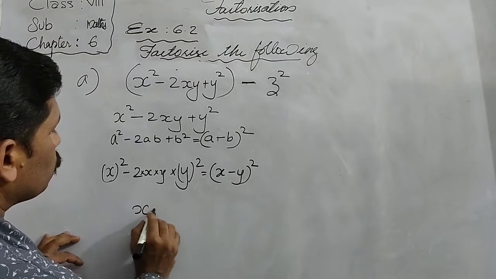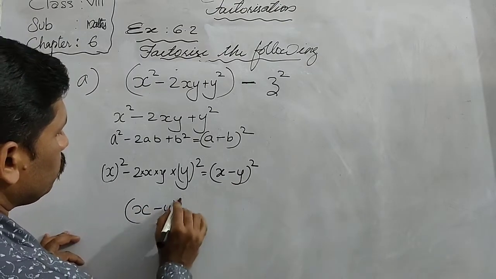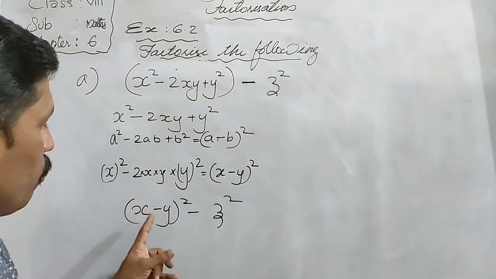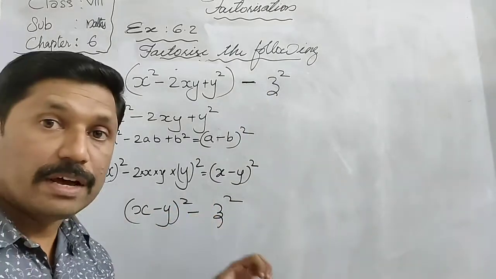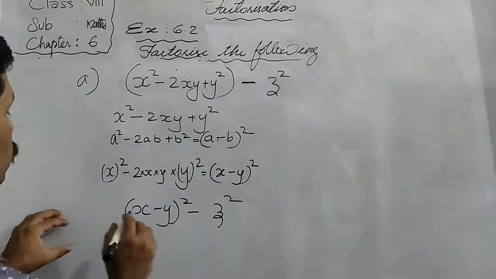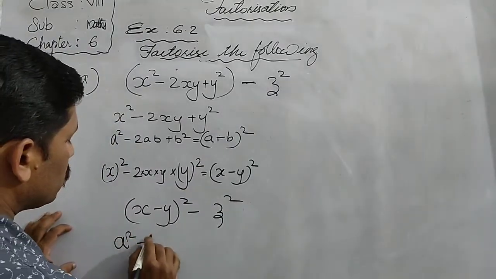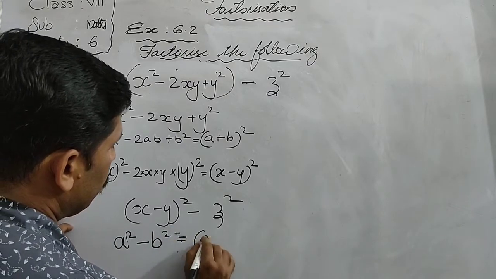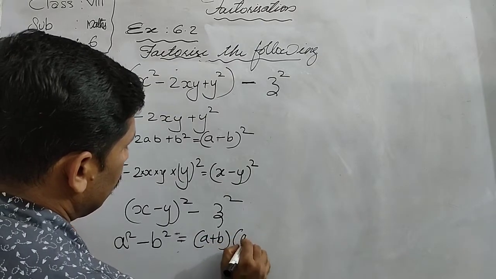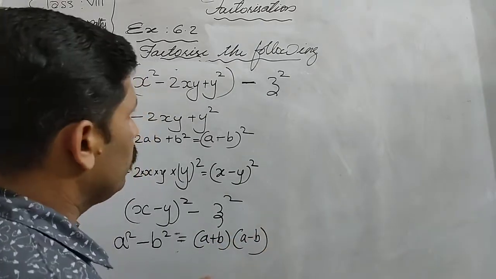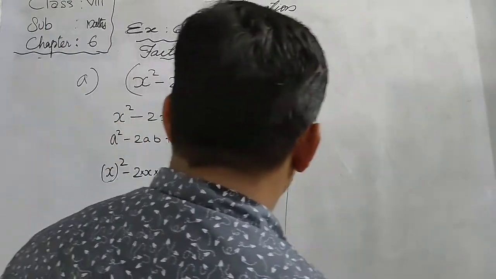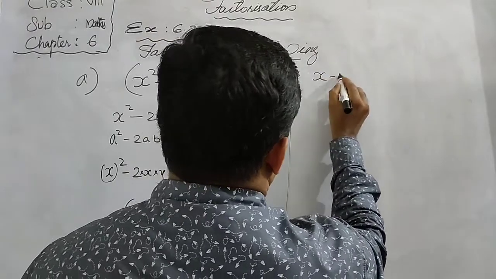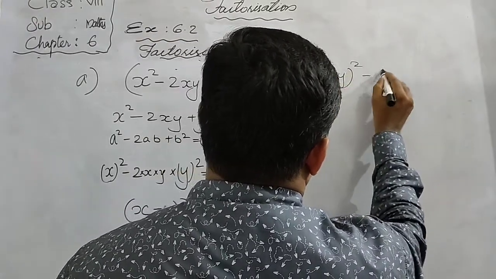So we write (x minus y) all square, then minus z square. Now students, you can see this is in the form of a square minus b square. Now here we use the second property. Which one is that? That is a square minus b square is equal to (a plus b) into (a minus b). So here I am going to solve: (x minus y) all square minus z square.